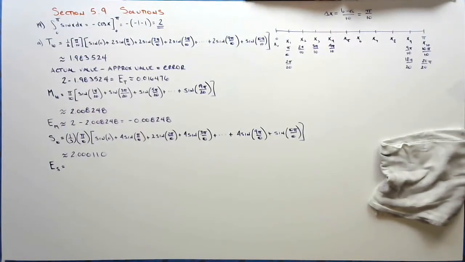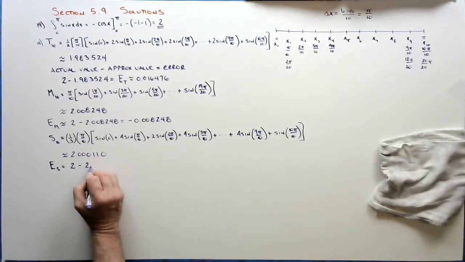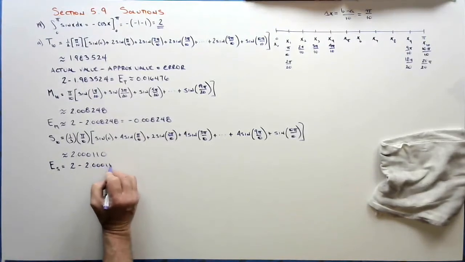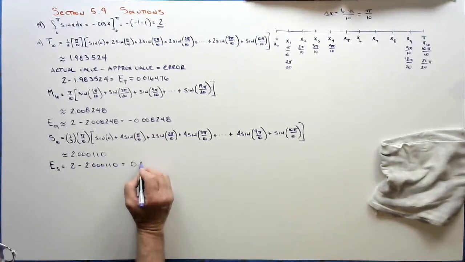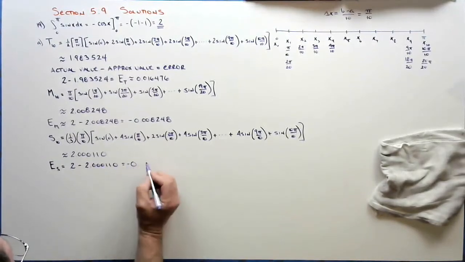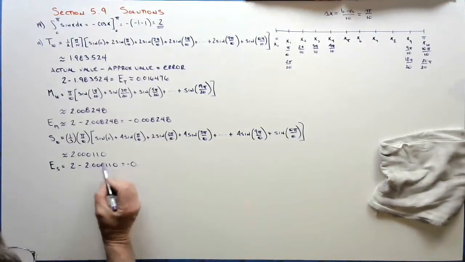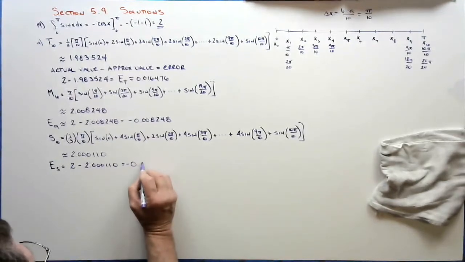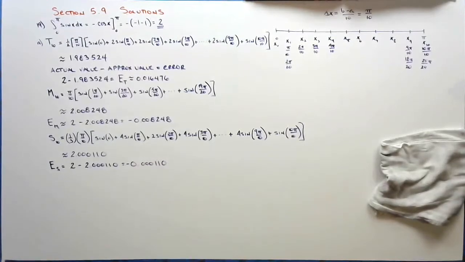Again, I didn't do the calculations to 6 decimal places, but I rounded my solutions to 6 decimal places. So our error here is going to be 2, our actual value, minus 2.000110. Well, it's going to be negative, because this is 2 minus that, so negative 0.000110. Now, those are our actual errors.